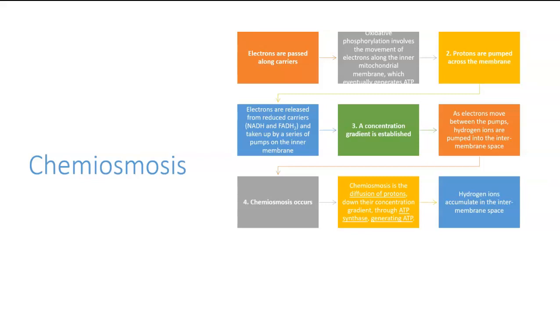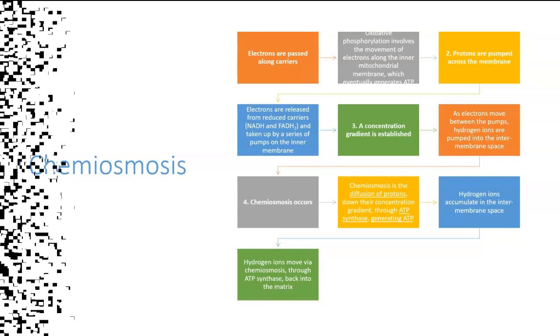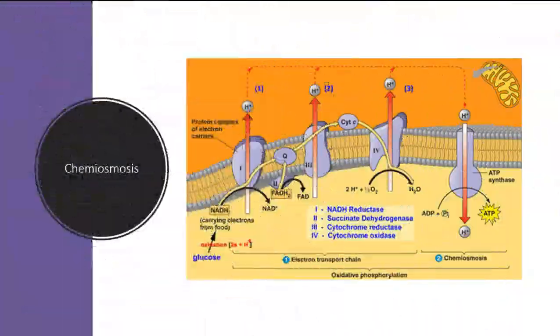Hydrogen ions accumulate in the intermembrane space. Hydrogen ions then move via chemiosmosis through the ATP synthase back to the matrix. The matrix. I'm thinking of the movie. So this is showing us chemiosmosis here.